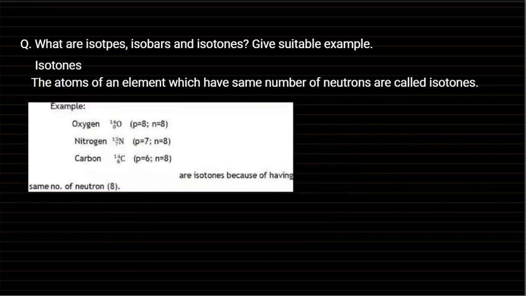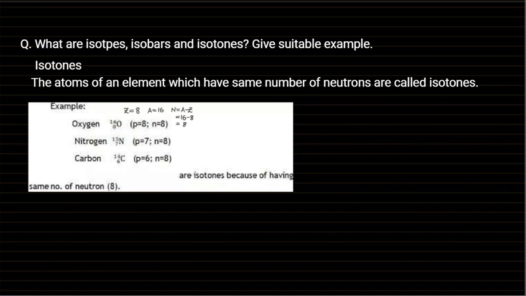The next one is your isotones. The atoms of an element which have the same number of neutrons are known as isotones. So let's take an example. Suppose you take oxygen. The oxygen's atomic number is 8. That means the proton number is 8. The mass number is 16. That means how many neutrons will be there?